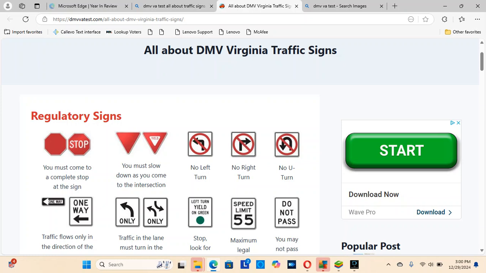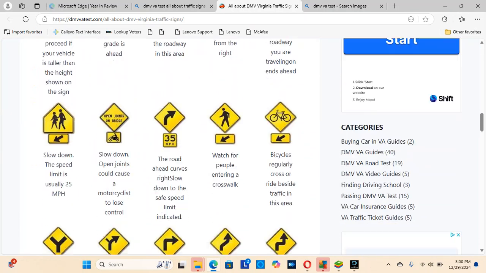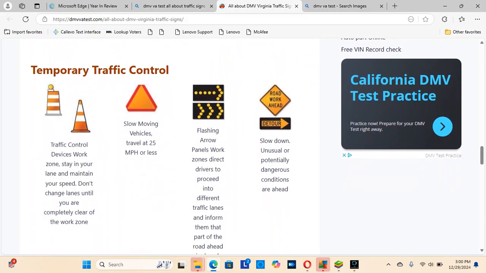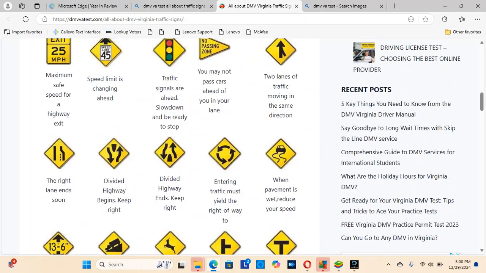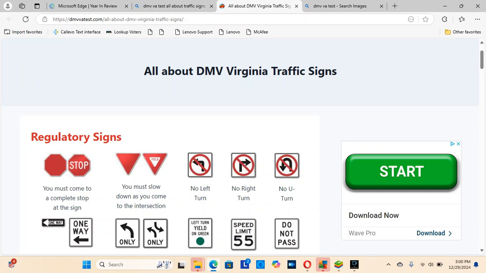Okay, we're talking about traffic signs, and there are three different types of signs: regulatory signs, warning signs, and temporary traffic control signs. Okay, so you need to be aware of these when you're driving because they could save your life. Okay, first one we're talking about is a red octagon sign that says stop.